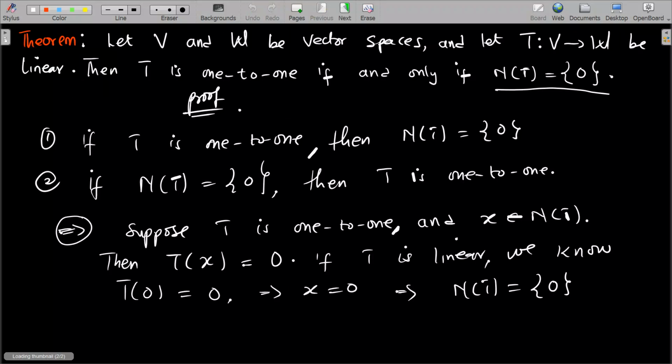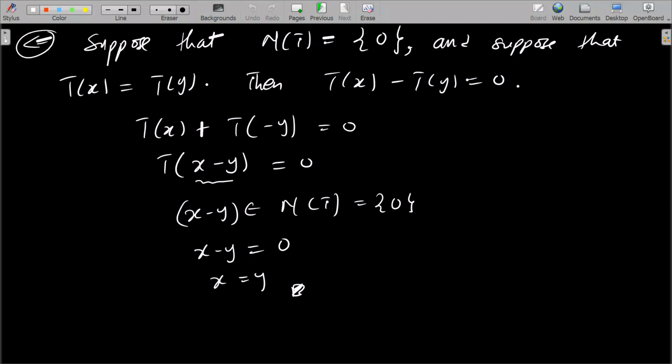T will be 1 to 1 if and only if the null space of T is 0. Because here we've been able to show that if T is 1 to 1, then the null space of T is the 0 vector, and then if the null space of T is 0, then T is 1 to 1. This is a very crucial result as well. Just keep it and have that in mind, okay?